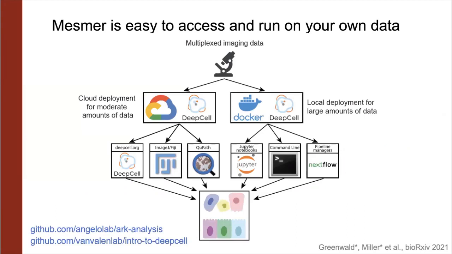Finally, we wanted to make this easy to access, so we've created a number of different ways for users to run the model on their own data. We have cloud-based approaches such as the deepcell.org website, plugins for ImageJ and QuPath, two popular analysis software, but we also have command line tools such as a Docker image and a Jupyter notebook so that a number of different users can access the model in whatever way works best for them. All of the details are in the preprint, which I mentioned below. You can also check out the tutorials on our GitHubs.